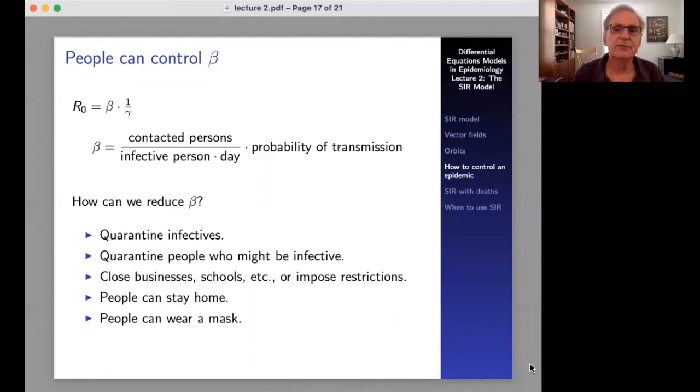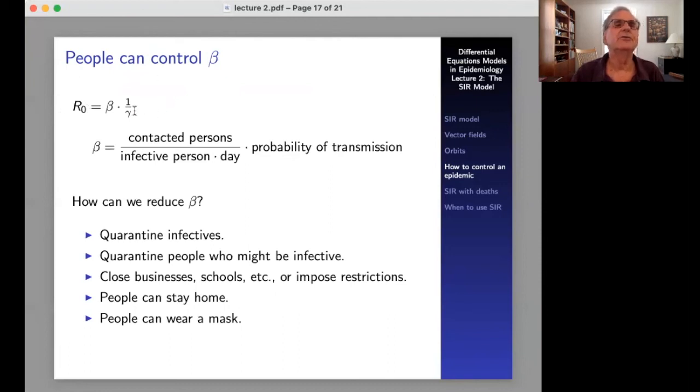but the thing to take into account is that if an epidemic of a bad disease starts, various things are going to happen. People are going to do things, governments are going to do things. And in terms of our model, what that means is that people are going to try to control that number beta. So remember, R naught is beta times 1 over gamma. This is what decides everything about an epidemic.